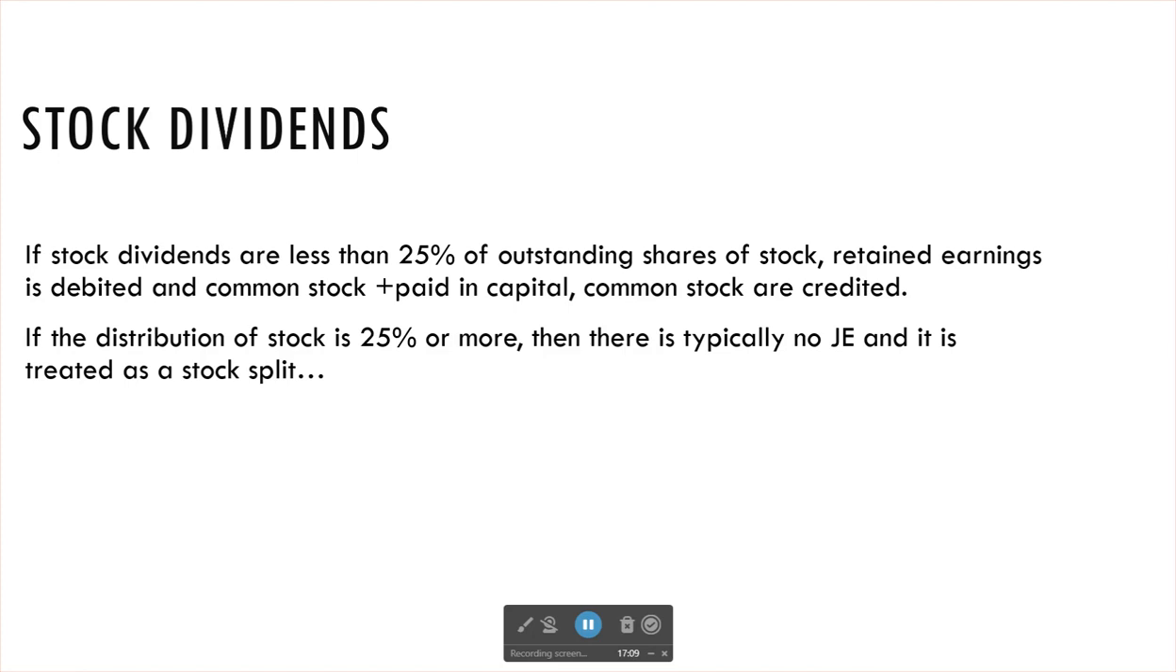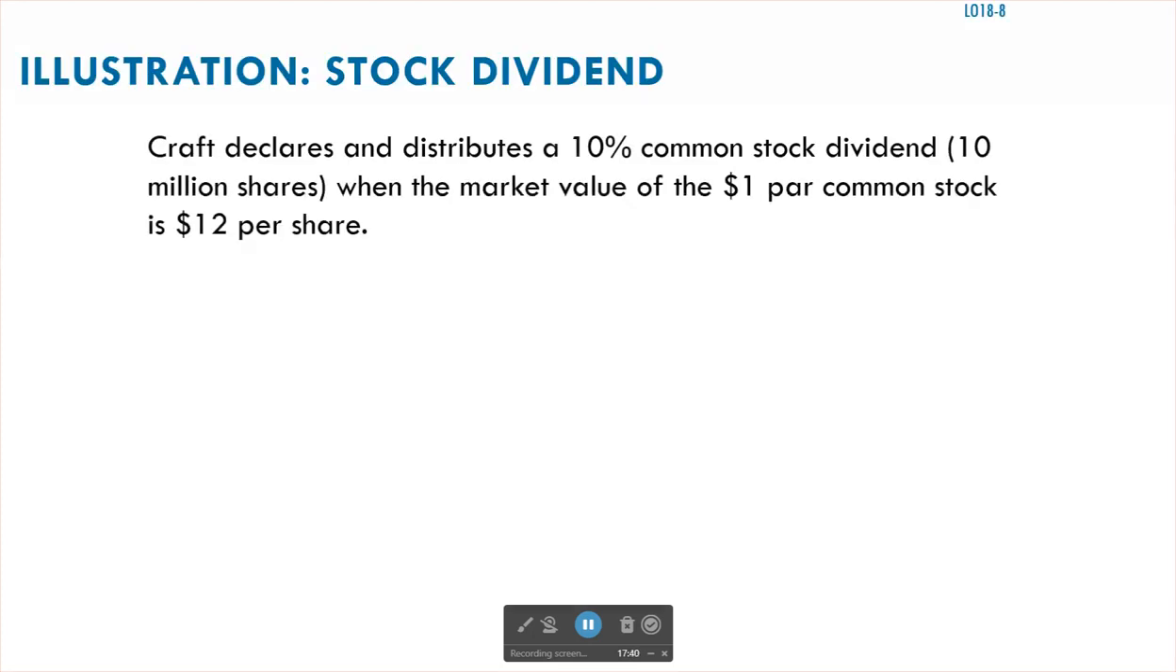You use market value, which means when you do your credit, you're going to do a credit to common stock and a credit to paid-in capital, and it's going to be the same thing as if those shares of stock had been issued in the marketplace, and that's how you handle it. So there's two ways of handling it, depending on whether it is a big stock dividend, which is 25% or more, or it is less than 25%, which is a small stock dividend.